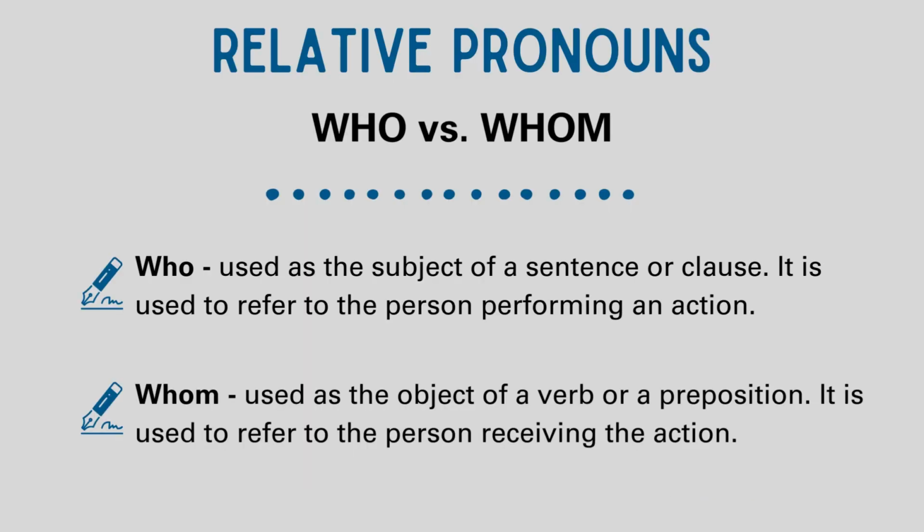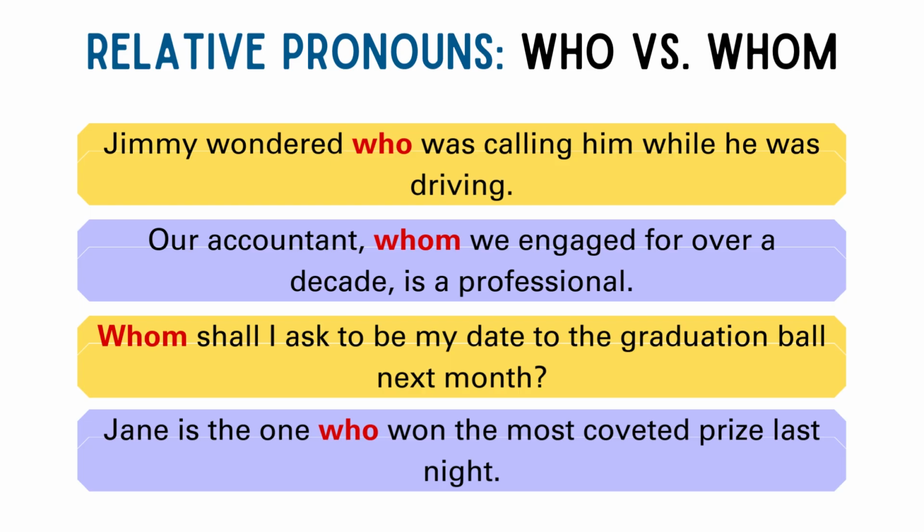Moving on. Remember that we're still with relative pronouns, okay? We're just focusing on the proper use of the most common relative pronouns because a lot of people get confused. So we're done with that and which. Let's look at who and whom. Okay, so we use who for the subject and whom for the object in a sentence. By now, you know the difference between a subject and an object, am I right? Some examples here. Jimmy wondered who was calling him while he was driving.